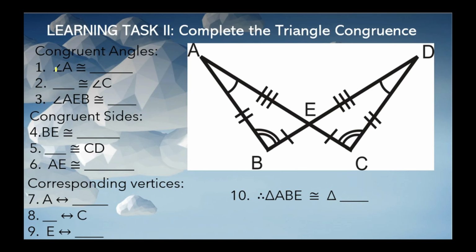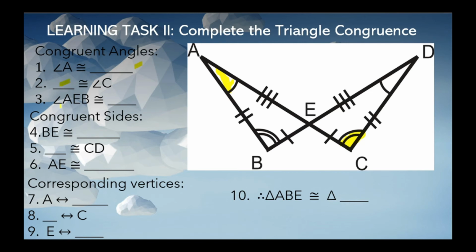Number 1, angle A, so this is our angle A, is congruent to blank. So, just complete the statement. What will be your answer here? Next, blank is congruent to angle C. This is our angle C. So, saan naman siya congruent? Again, dahil may markings tayo, pwede nyo hanapin yung kaparehas na markings.